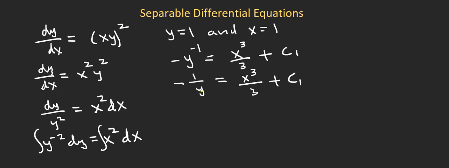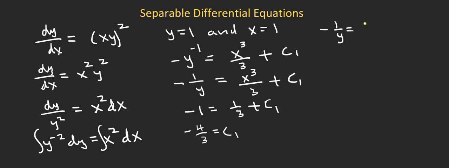Now let's solve for c1 here. So let's plug it in. You get negative 1 is 1/3 plus c1. So move 1/3 to the other side, you get negative 4 over 3 is c1. So now this is the same thing as negative 1 over y is x cubed over 3 minus 4 over 3. Now we have to solve for y.